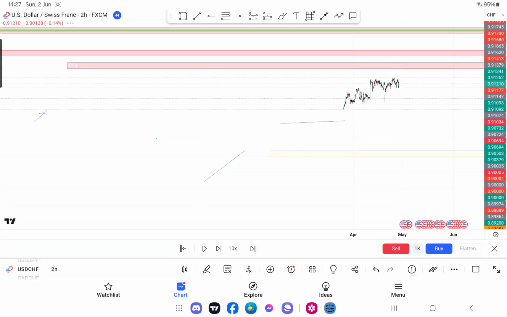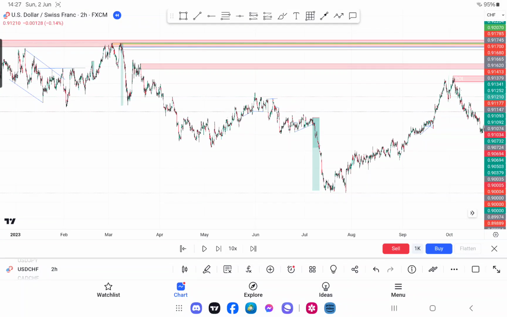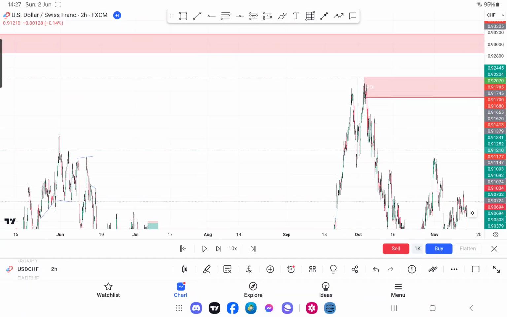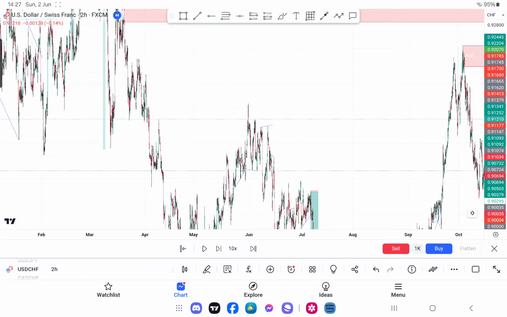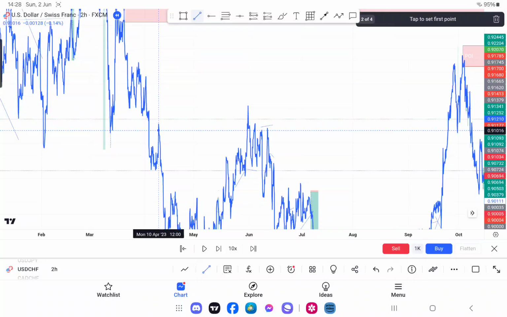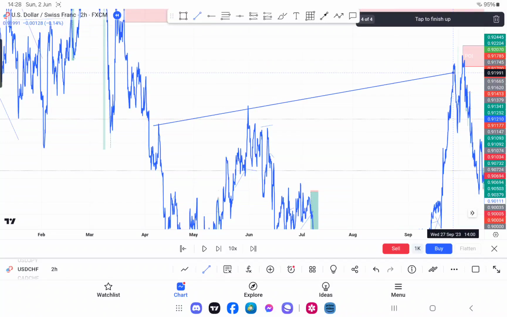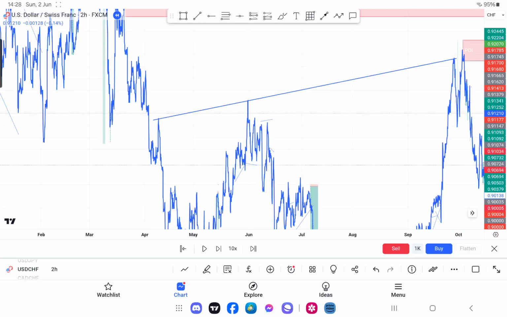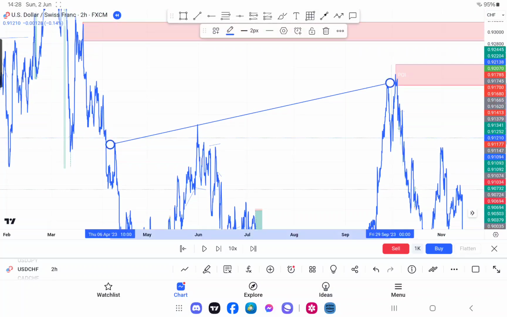Just going to drop to the 2 hour and just show you another reason why I would have marked this zone as well, because the red zone does sweep liquidity there. You get the idea. I know it's not perfect, but it does line up pretty well.